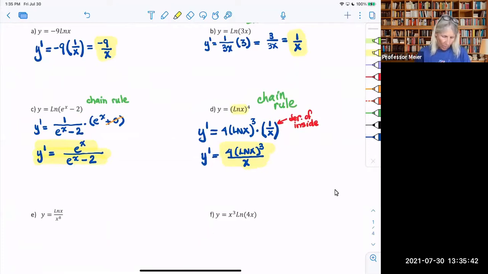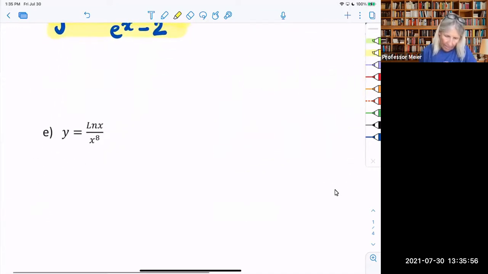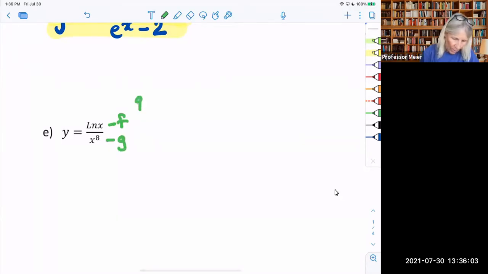Let's do one of these. So E and F, we have either a quotient rule we can practice, or we can try a product rule, right? F would require a product rule. Now, either one will give us good practice. Let's do the quotient rule. All right, so I see here a function on the top divided by a function on the bottom. So this requires the quotient rule, right?